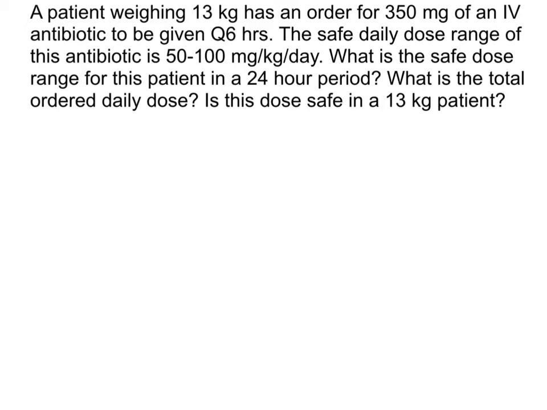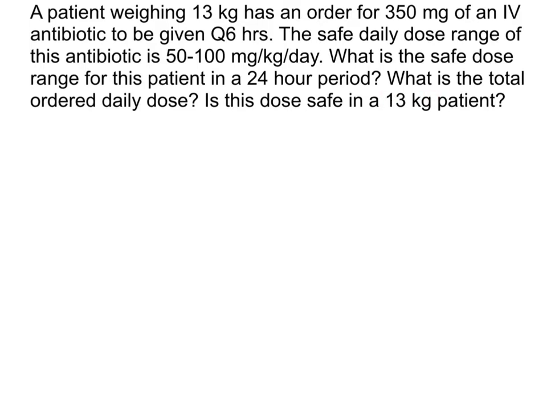A patient weighing 13 kilograms has an order for 350 milligrams of an IV antibiotic to be given every 6 hours. The safe daily dose range of this antibiotic is 50 to 100 milligrams per kilogram per day. What is the safe dose range for this patient in a 24-hour period? What is the total ordered daily dose? Is this dose safe in a 13 kilogram patient?